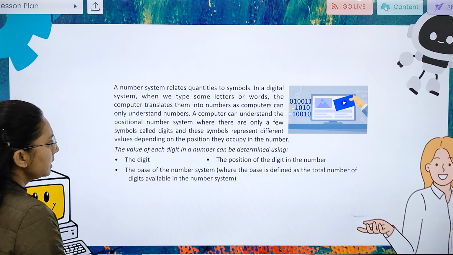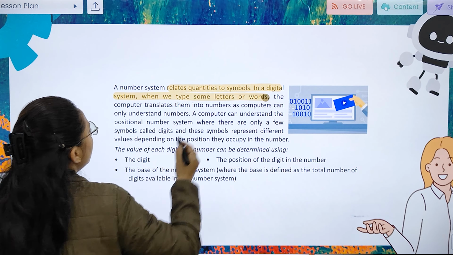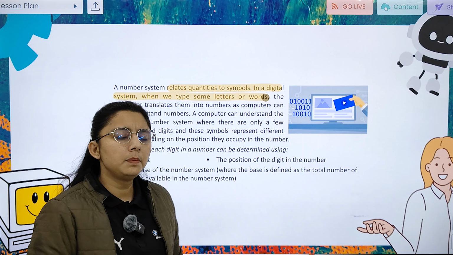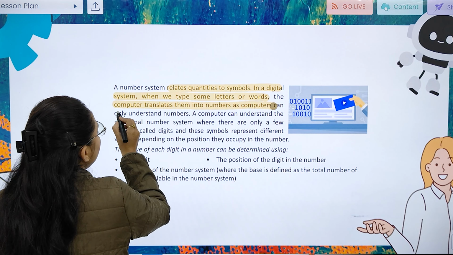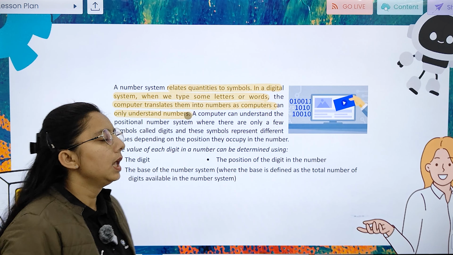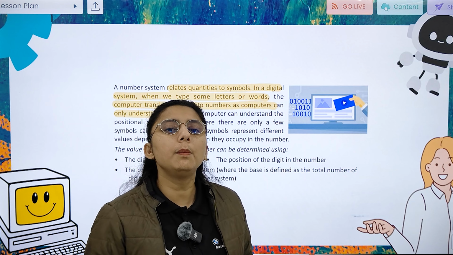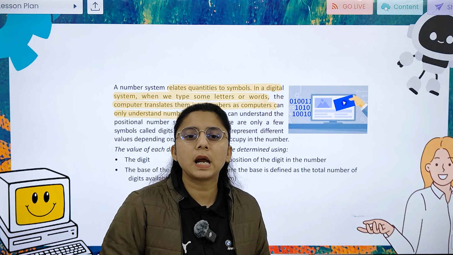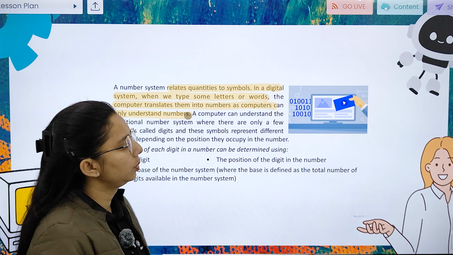Now, a number system relates quantities to symbols. In a digital system, we type some letters and numbers, and the computer translates them into numbers, as computers can only understand numbers. Like you have written alphabets or a number, but the computer will change it into numbers only, because the computer is able to understand numbers only. It's binary numbers like 0 and 1.